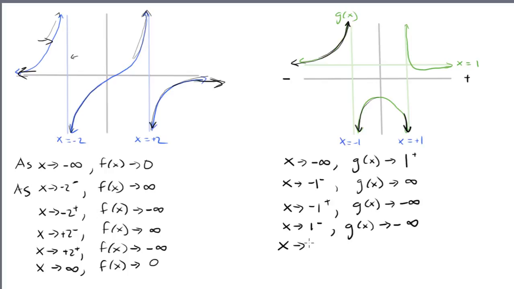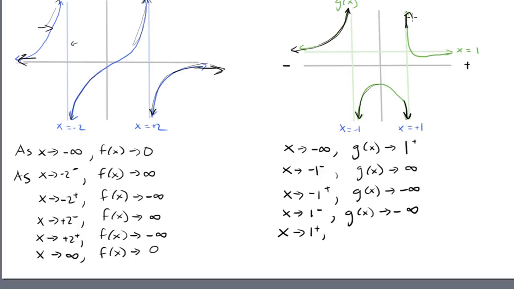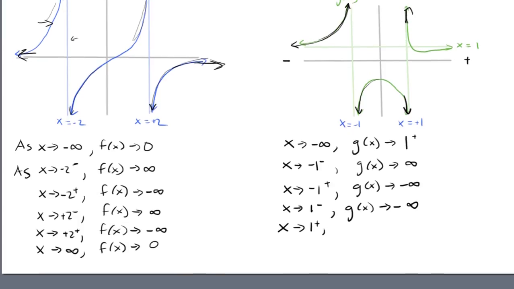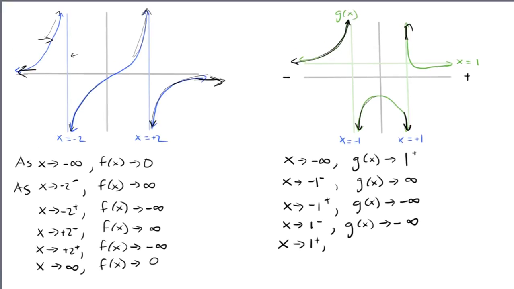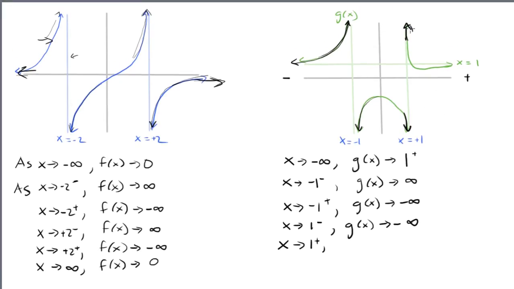And as x goes to 1 from the right, what's going to happen there? Well, here's the right, positive side of things. I'm going to trace the line back. Oh, look at this. It's going up to plus infinity. So g of x goes to infinity.